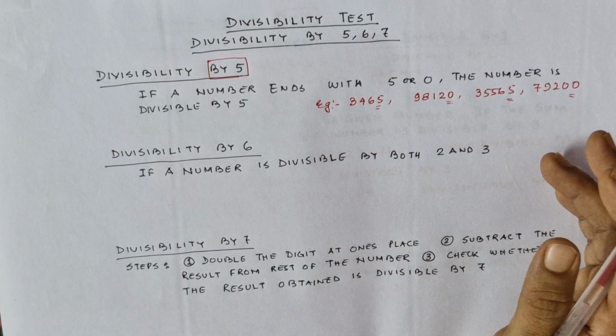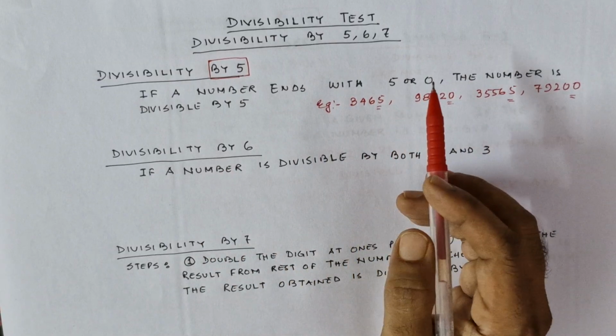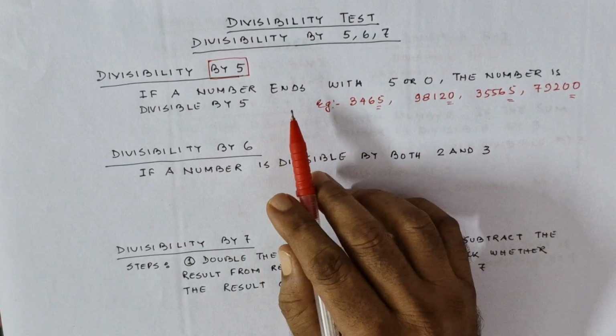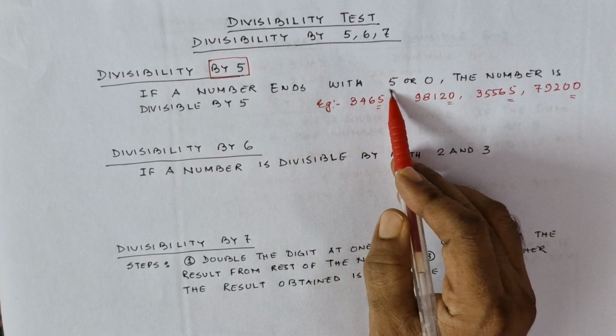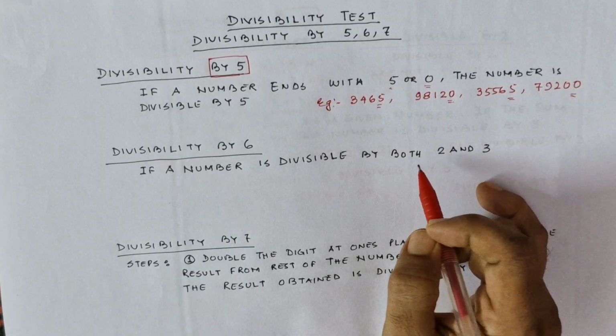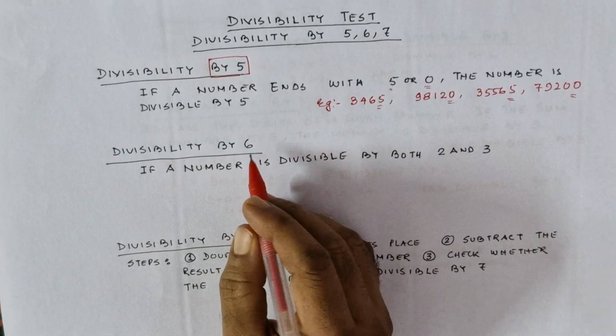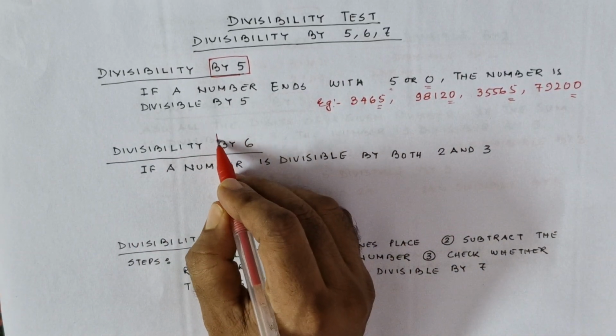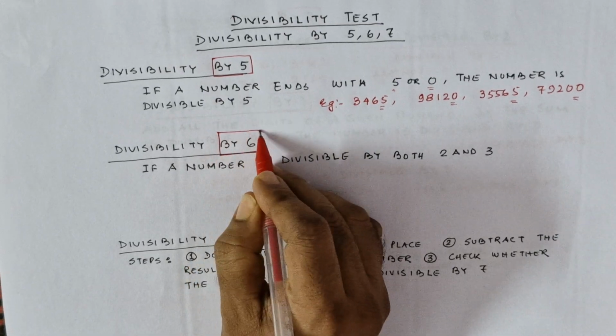So in order to check whether a number is divisible by 5 or not, go ahead and check whether that number ends with 5 or 0. Got it clear? Let's move on to the next test, that is divisibility by 6.